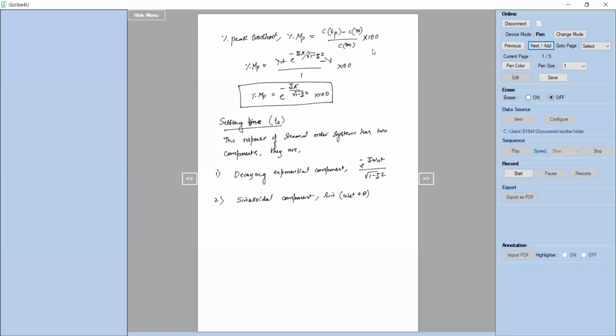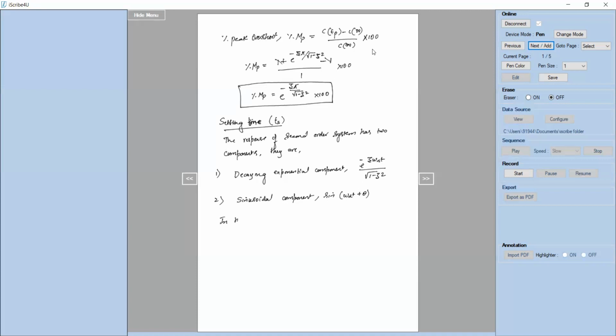The decaying exponential term reduces the oscillation produced by the sinusoidal component. Hence, the settling time is decided by the exponential component only. The settling time can be found out by equating the exponential component to the percentage tolerance error. So if you want a 2% tolerance error band, then at t equal to Ts, you have to equate the exponential component to 0.02.